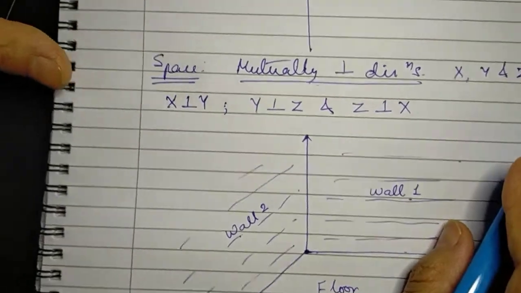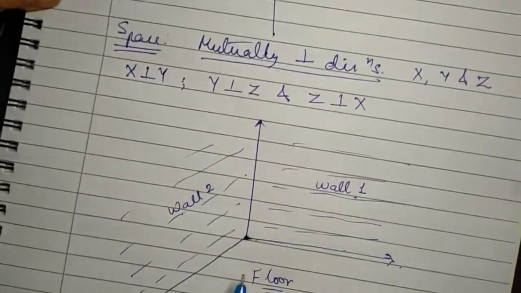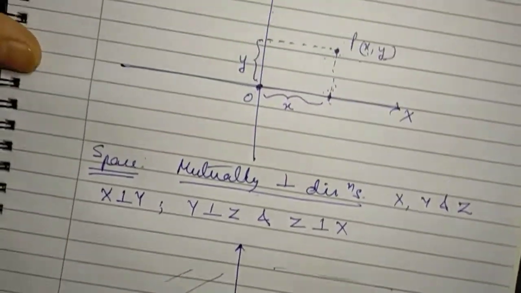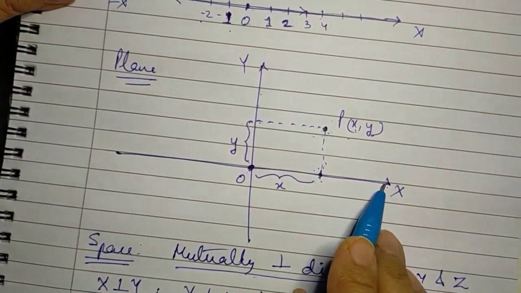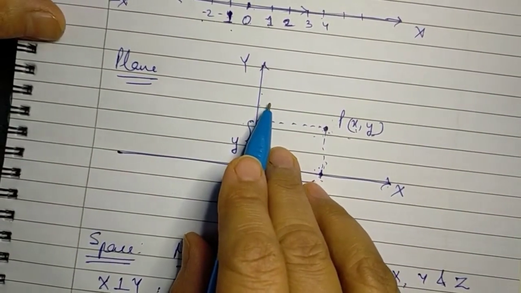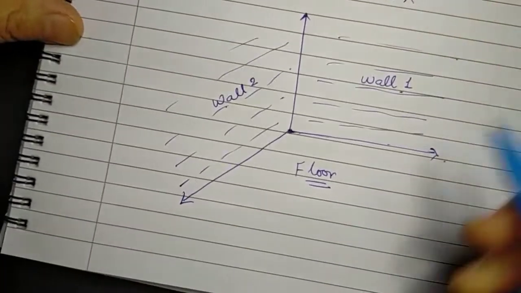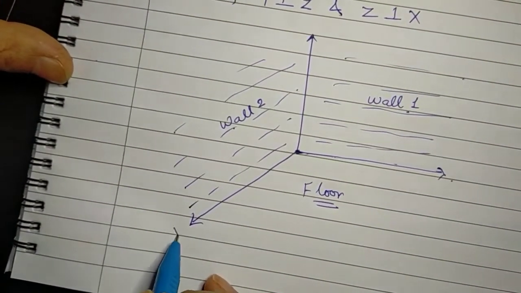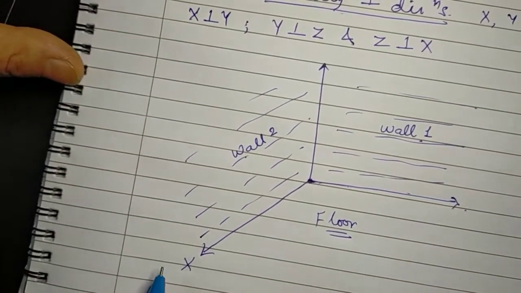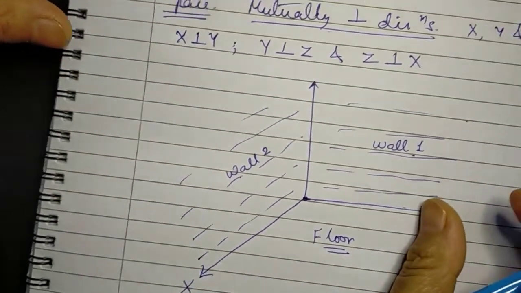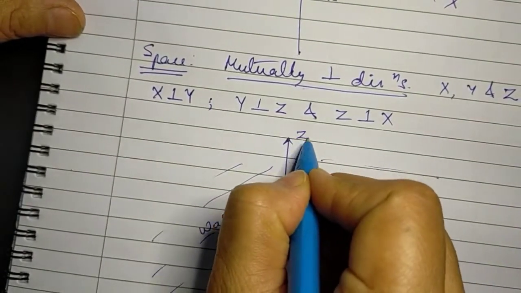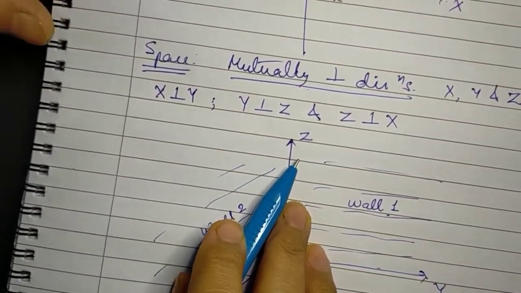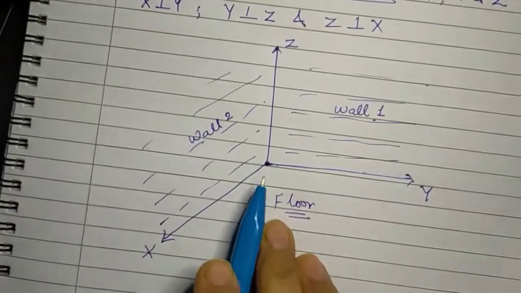Now again, there is a slight change in the way we write the directions. As against using the x-axis as the horizontal one and the y-axis as the vertical one, this is a standard practice: this direction we write as x-axis, this direction we write as y-axis, and this direction we write as z-axis.